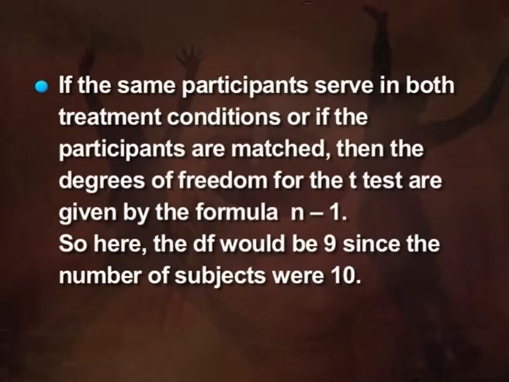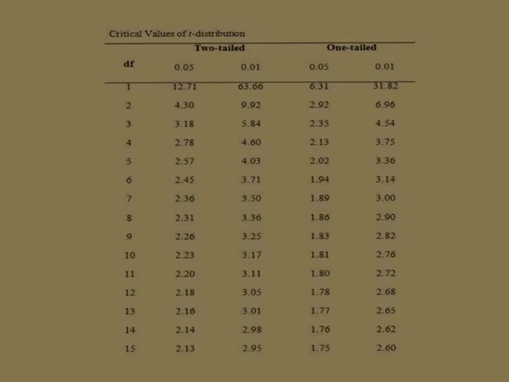If the same participants serve in both treatment conditions, or if the participants are matched, then the degrees of freedom for the t-test are given by the formula n minus 1. So here the degrees of freedom would be 9, since the number of subjects were 10. From the table, we note that the critical value of 9 degrees of freedom at alpha equal to 0.05 is 2.26.